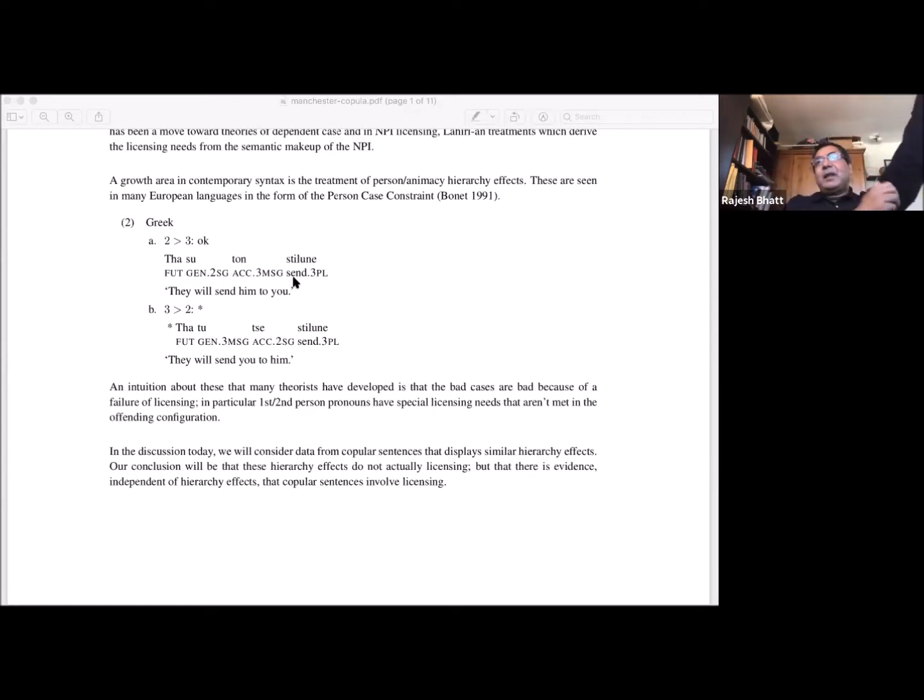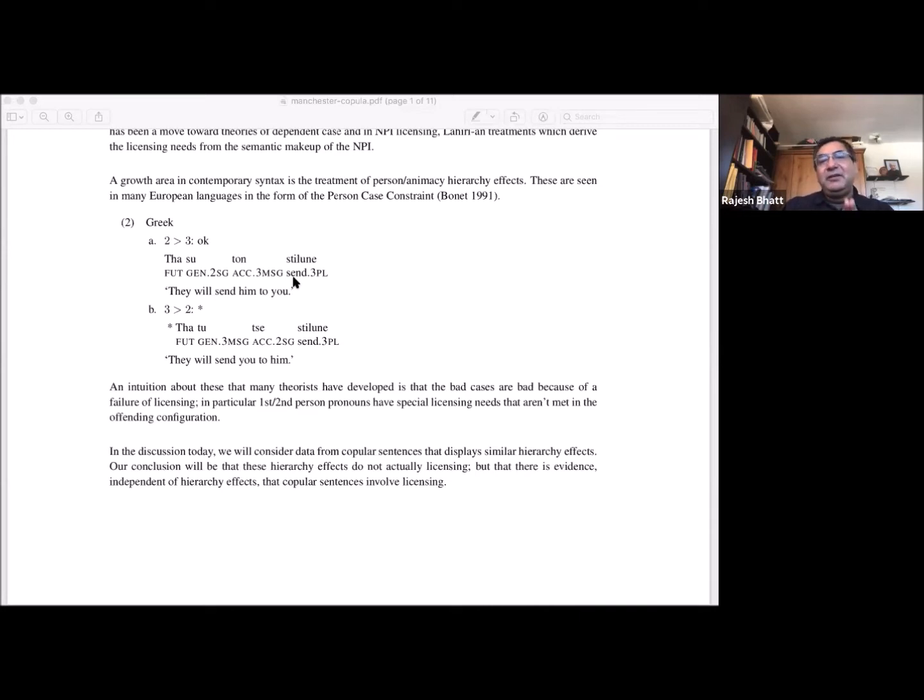That in English, you don't see this, right? In English, you can say things like, I saw him, he saw me, and as far as the grammar goes, it doesn't seem to care about what the relative persons of the subject and the object are. But when you look across languages, you find that a lot of languages care.